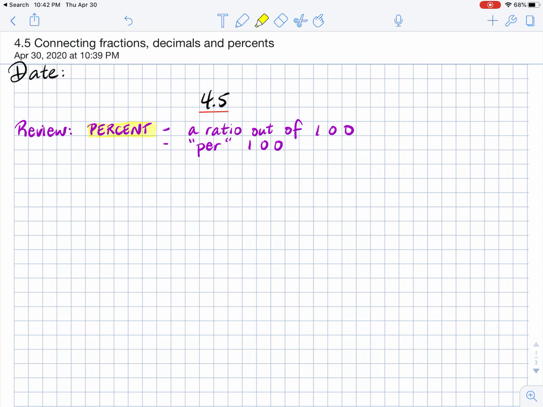Also, take the time to pause the recording so that you have today's date written down at the top of your page, the lesson number being 4.5. And we're going to start off with a quick review of last lesson 4.4.